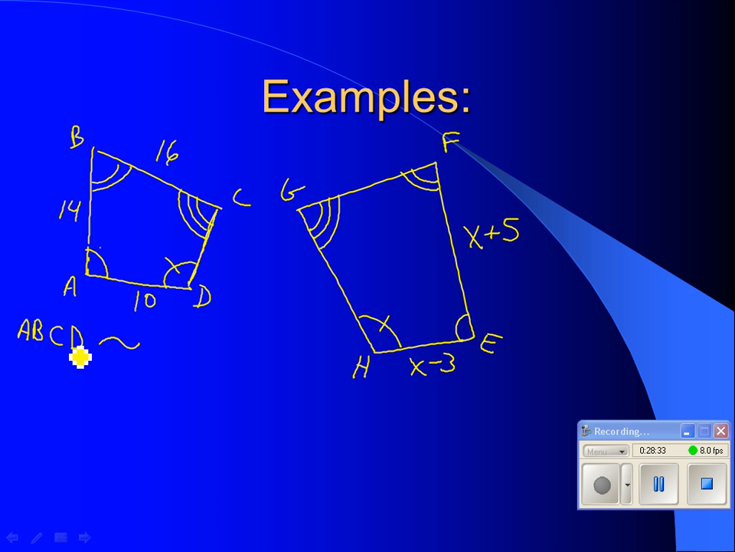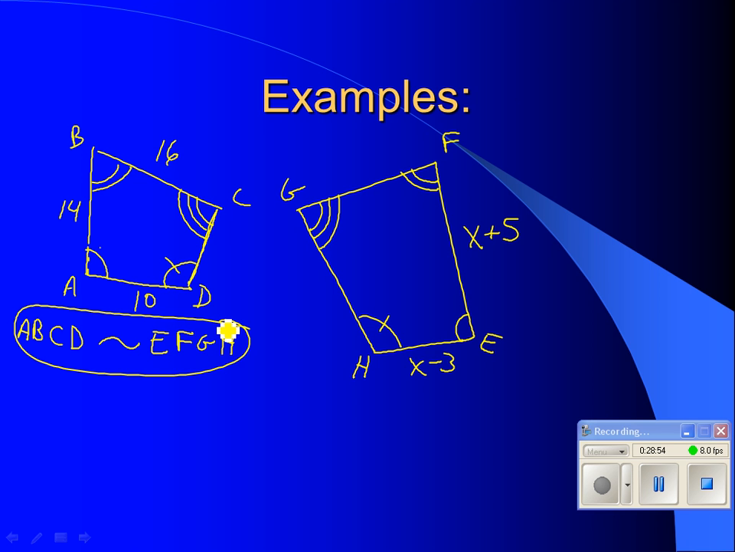Now, just like when we were doing triangles and congruent, you've got to make sure you match up the parts that match up. So A over here matches up to what in that one? E, F, G, H. Everybody agree with that? Yeah. That's our similarity statement. That's part of our answer.